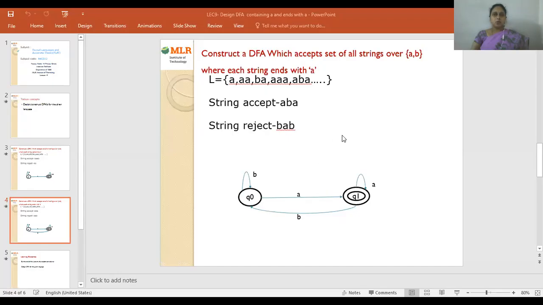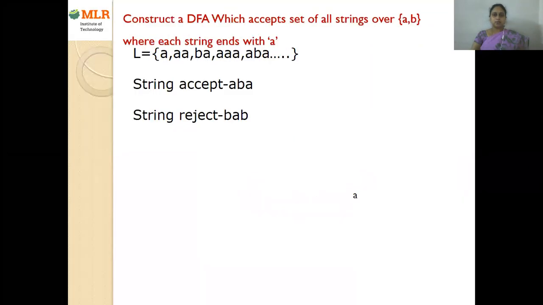As we have discussed in the previous lecture about strings containing a, continuing with that, we are going to discuss strings ending with a. Construct a DFA which accepts strings over sigma equal to {a, b} where each string ends with a. First we have seen starting with a, then containing a, and now we are going to see ends with a.